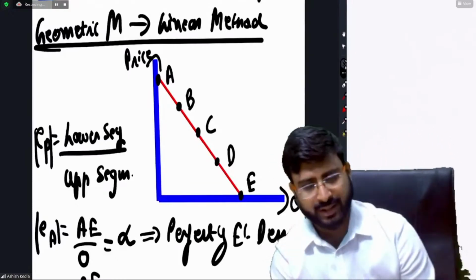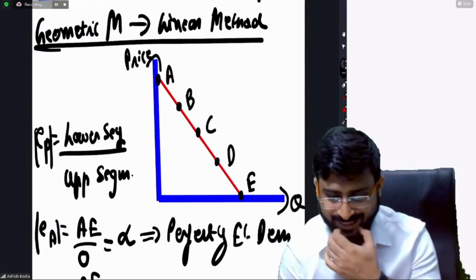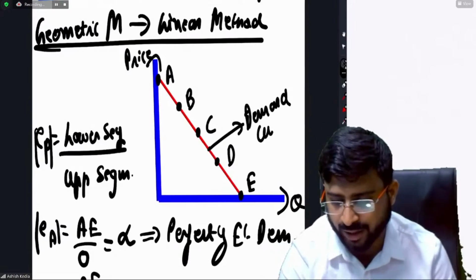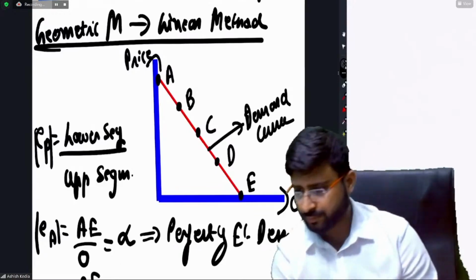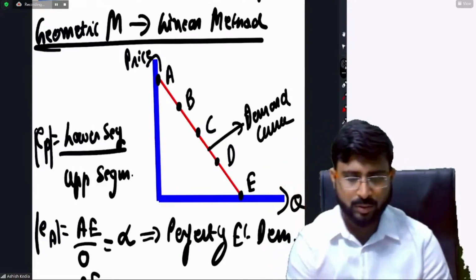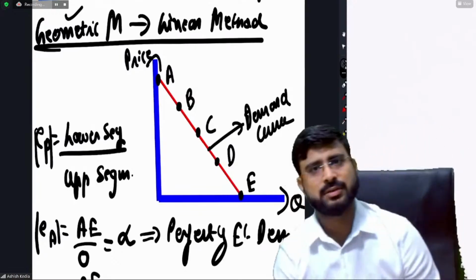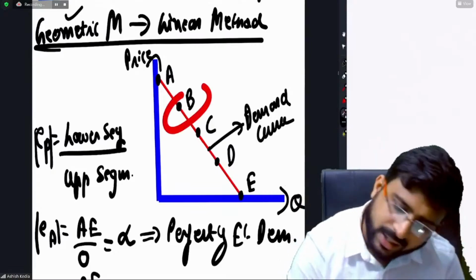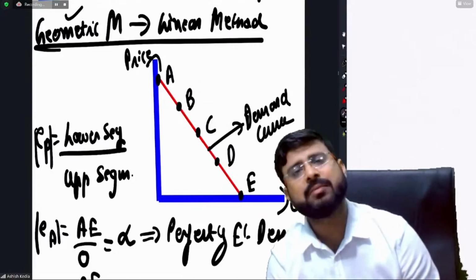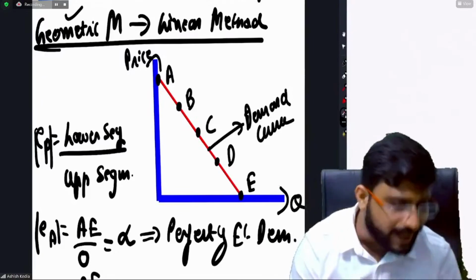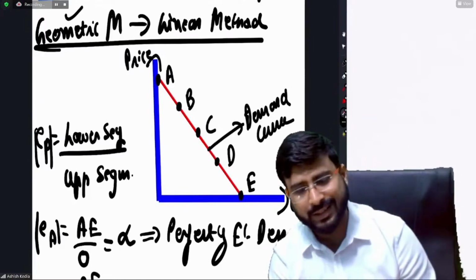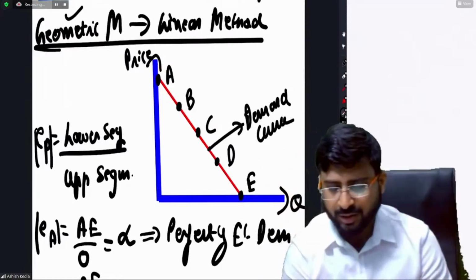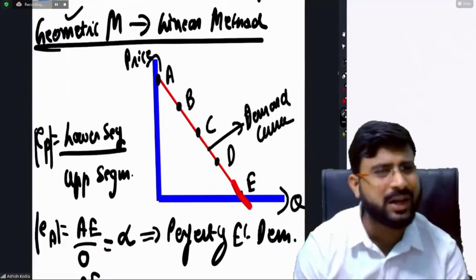Now, what does the geometric method tell? The geometric method tells us this red line is the demand curve. Okay, a downward sloping demand curve, as you all already know. The geometric method tells us that elasticity at any point is the length of the lower line segment by the upper line segment.